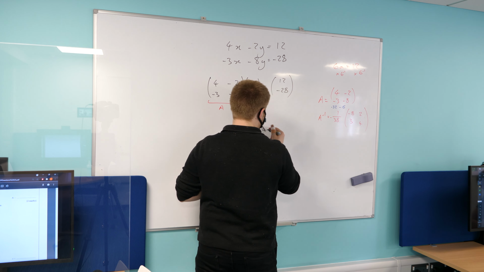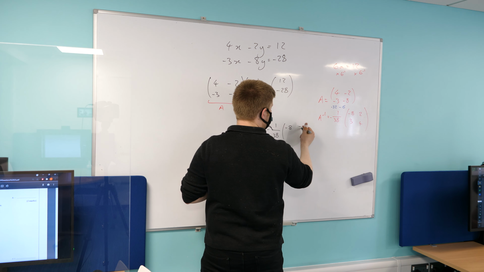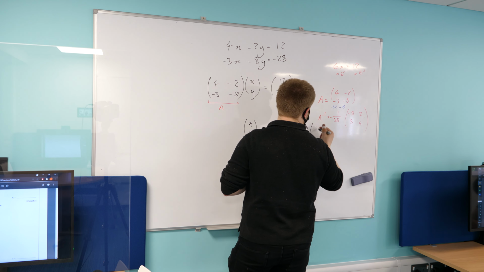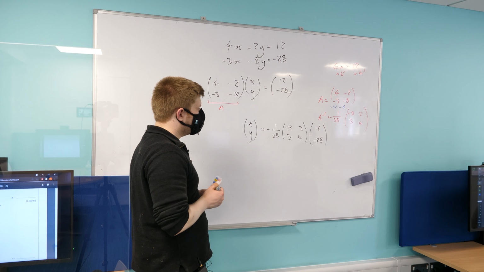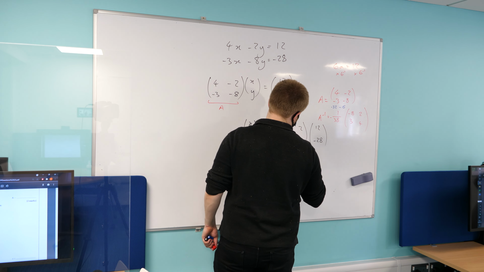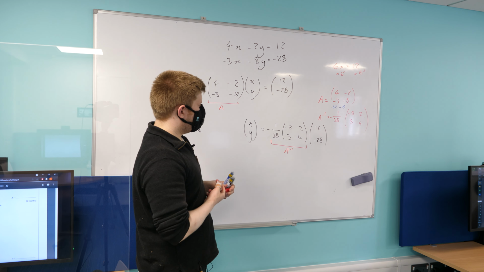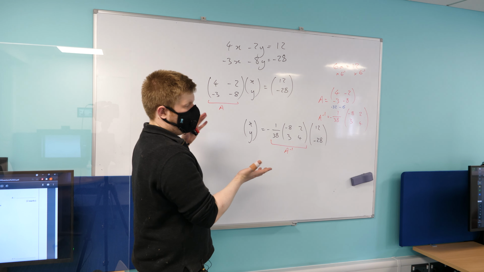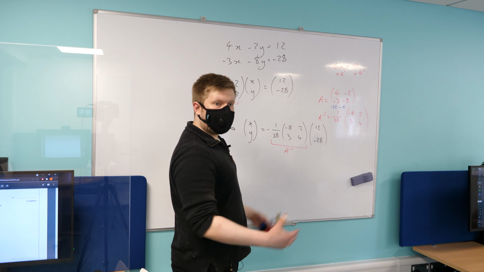So I'm going to take this -1/38 of this matrix, my -8, 2, 3, and 4, and that all gets multiplied with my 12 and -28. So always put the thing you're multiplying by at the front. Okay, does that make sense so far?